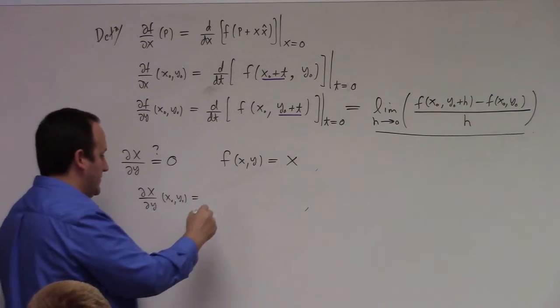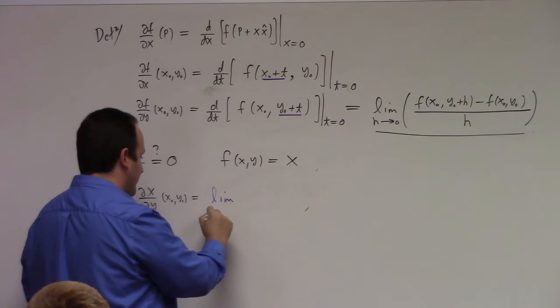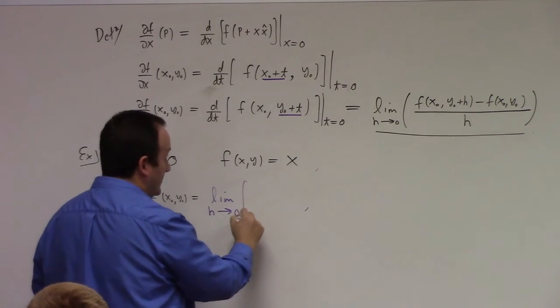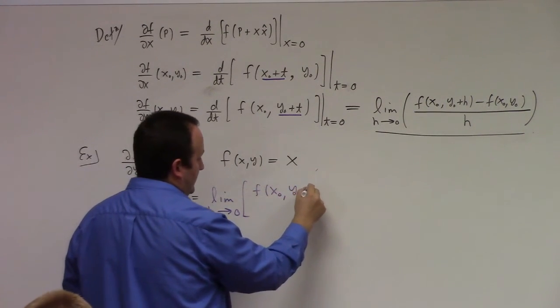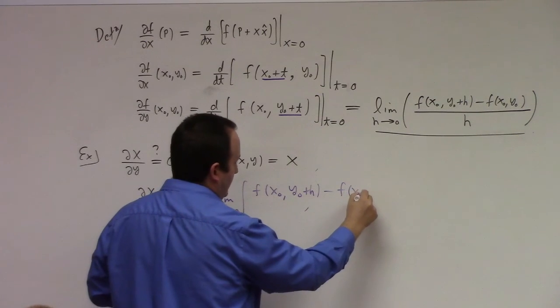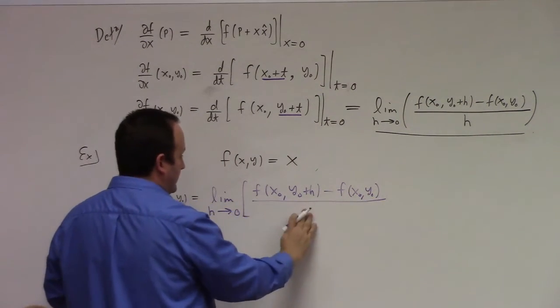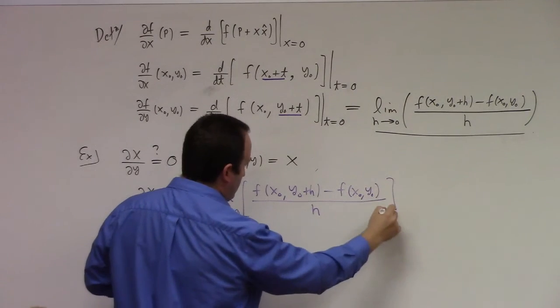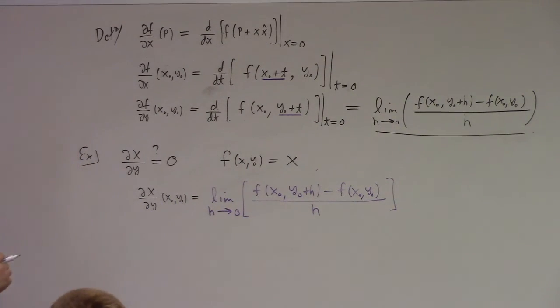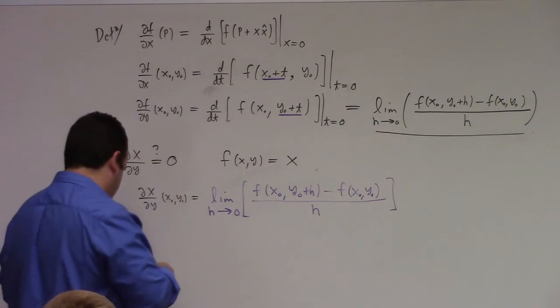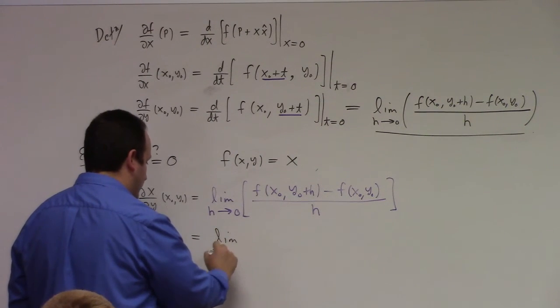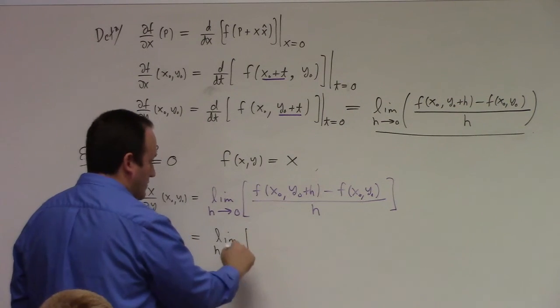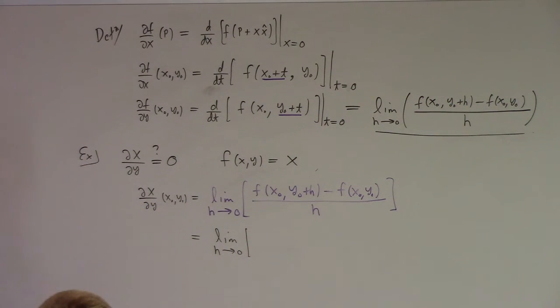So I'll tell you what, I'm going to use the limit. Limit as h goes to 0. And then I'm supposed to do f of x naught, comma, y naught plus h minus f of x naught, y naught, all divided by h. Okay, and then what's the definition of the function? What does it mean? What is f of x naught, comma, y naught plus h?